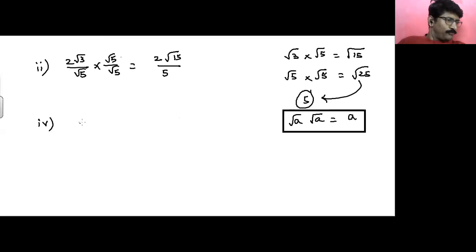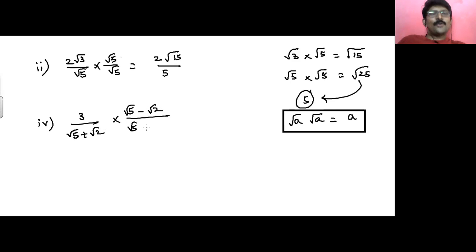Okay, suppose I'm taking the fourth example, 3 upon root 5 plus root 2. So how do we rationalize in this case? Simple. How to rationalize the denominator over here? We'll multiply this by root 5 minus root 2 because that's your conjugate, isn't it? What is the conjugate? Or else the lowest rationalizing factor. Root 5 plus root 2's lowest rationalizing factor is root 5 minus root 2. I hope you understood this. Now many people are asking, sir, why? Don't worry, I'll explain to you why.